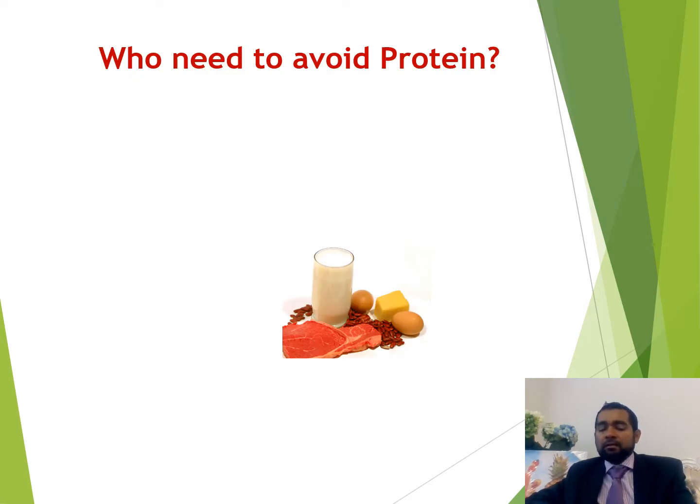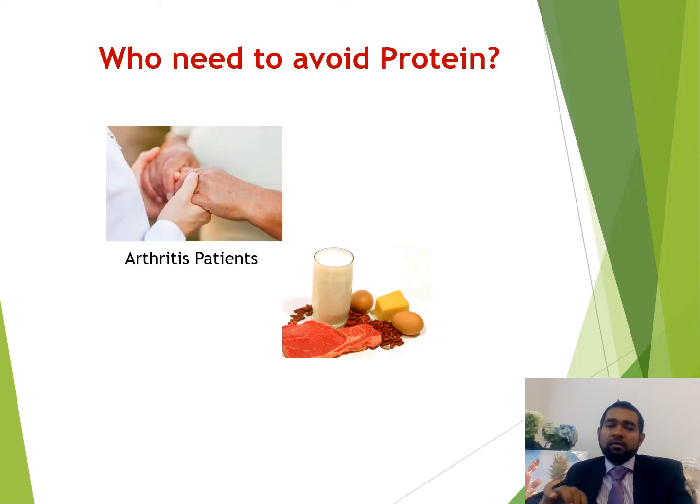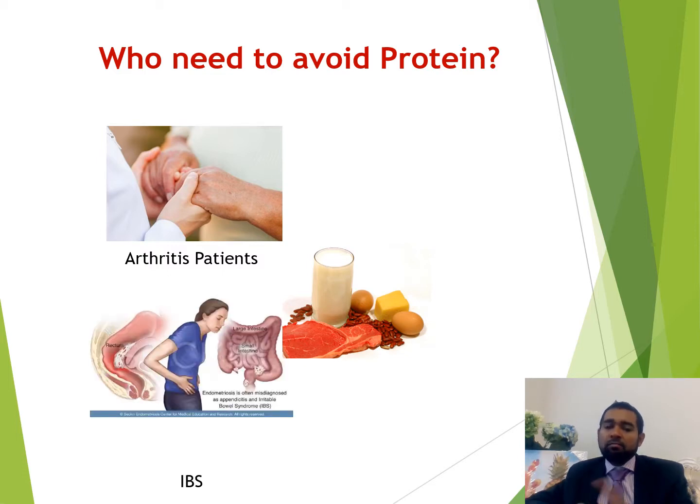So some people even cannot have this kind of animal protein. They have to depend on 100% vegan-based protein. So who are they? Someone who has arthritis, like joint pain, knee pain, back pain. They cannot have this kind of protein, animal protein. They need to avoid it. They need to go plant-based protein.